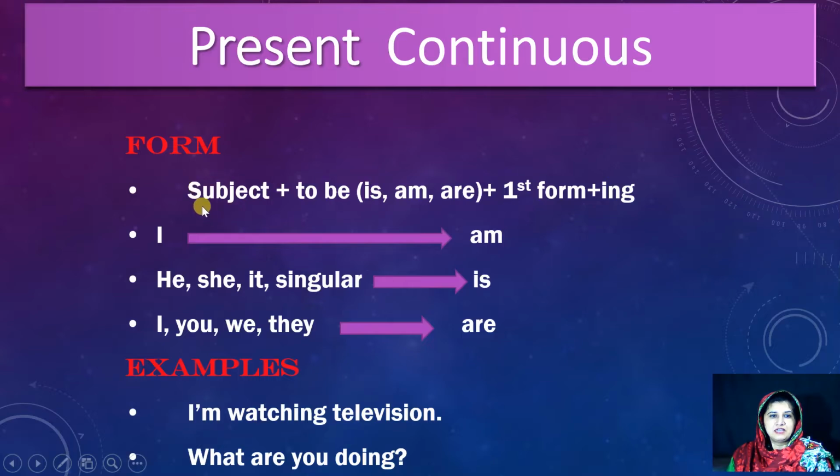Today we'll discuss present continuous tense. Form. In terms of form, we need to use subject plus to be and helping verb. The helping verbs used in present continuous tense are is, am, are, plus first form plus ing.